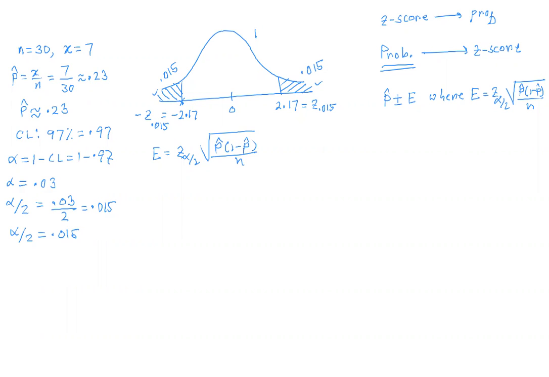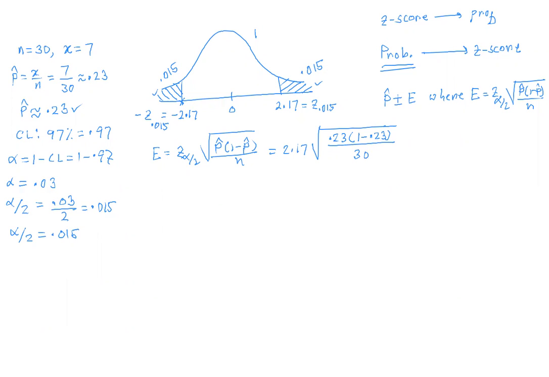So my Z sub alpha over 2 is 2.17, right? Times the square root of P hat, which is 0.23. So 0.23 times 1 minus 0.23, which is going to be 0.77, by the way. All of it divided by the sample size N, which was 30.